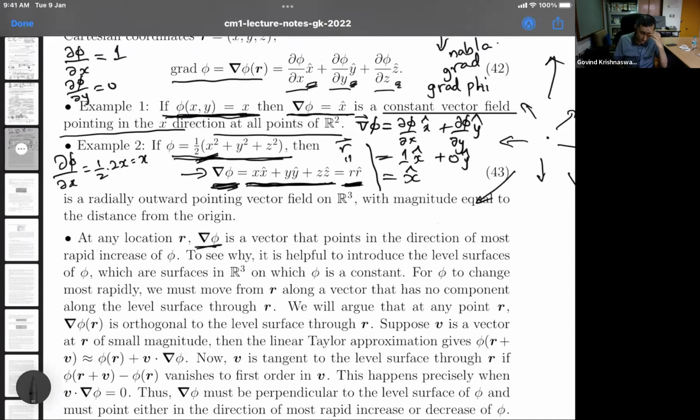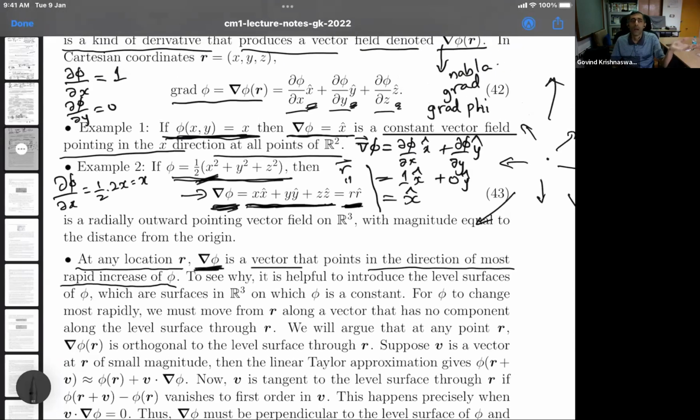I claim that at any position r, the gradient of a function phi is a vector that points in the direction of most rapid increase of phi. So phi is a function defined in this room. I can go to an interesting point like the tip of my nose and ask in which direction this function changes most rapidly, not just changes, increases most rapidly. And grad phi points in that direction. Is the statement clear?